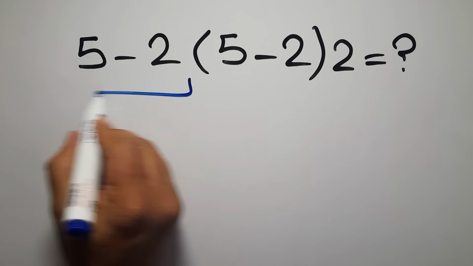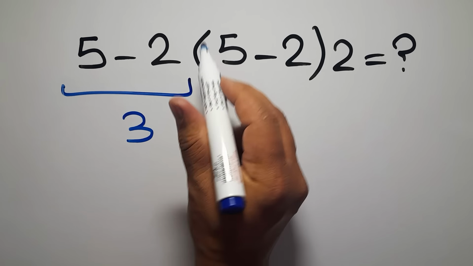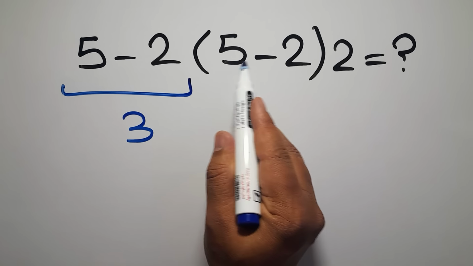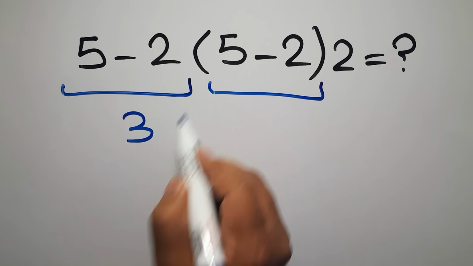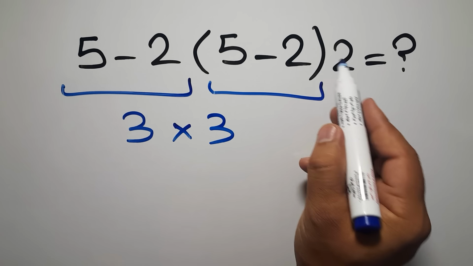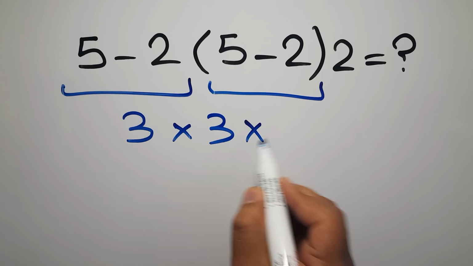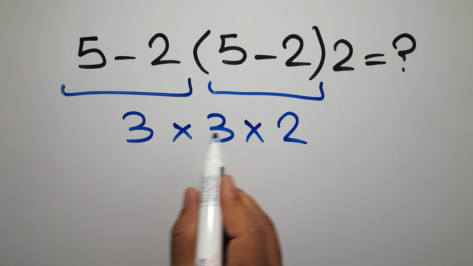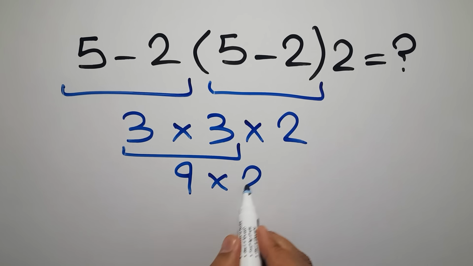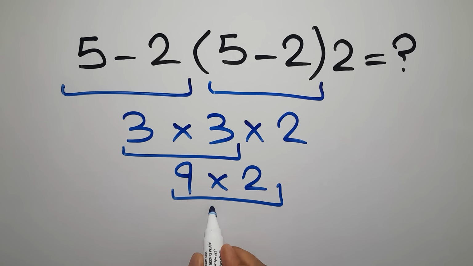5 minus 2 is just 3. And 3 times this parentheses. Inside this parentheses, we have 5 minus 2, which equals 3. So 3 times 3 and times 2. No, 3 times 3 is just 9. So 9 times 2, which equals 18.